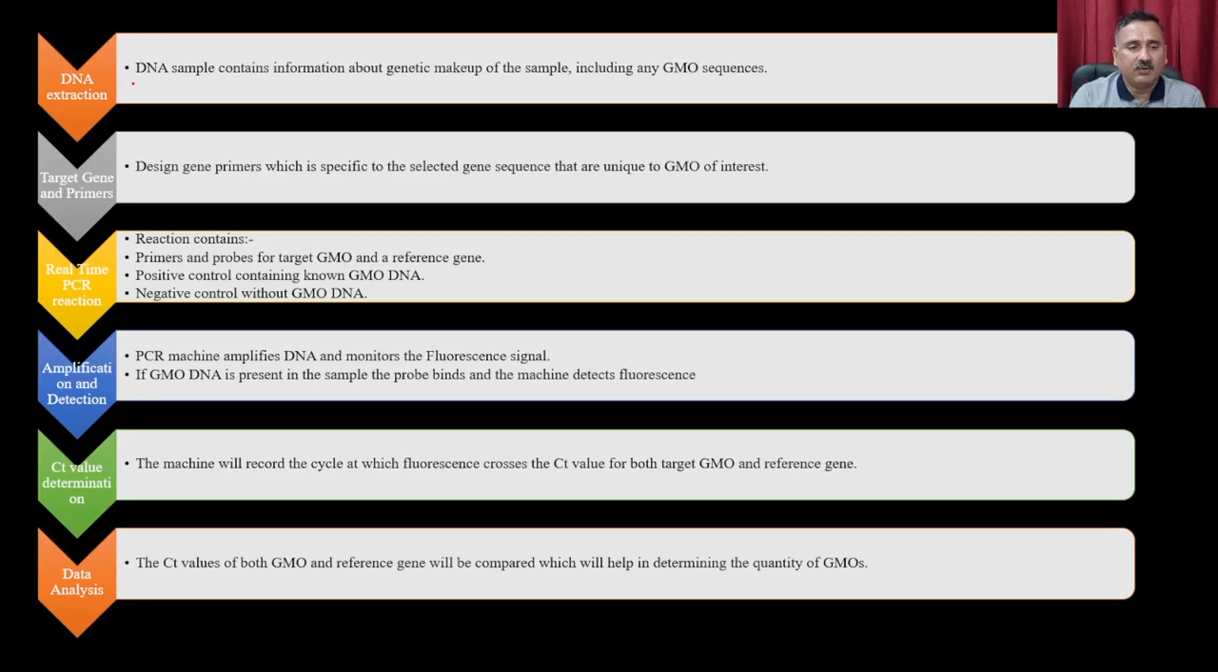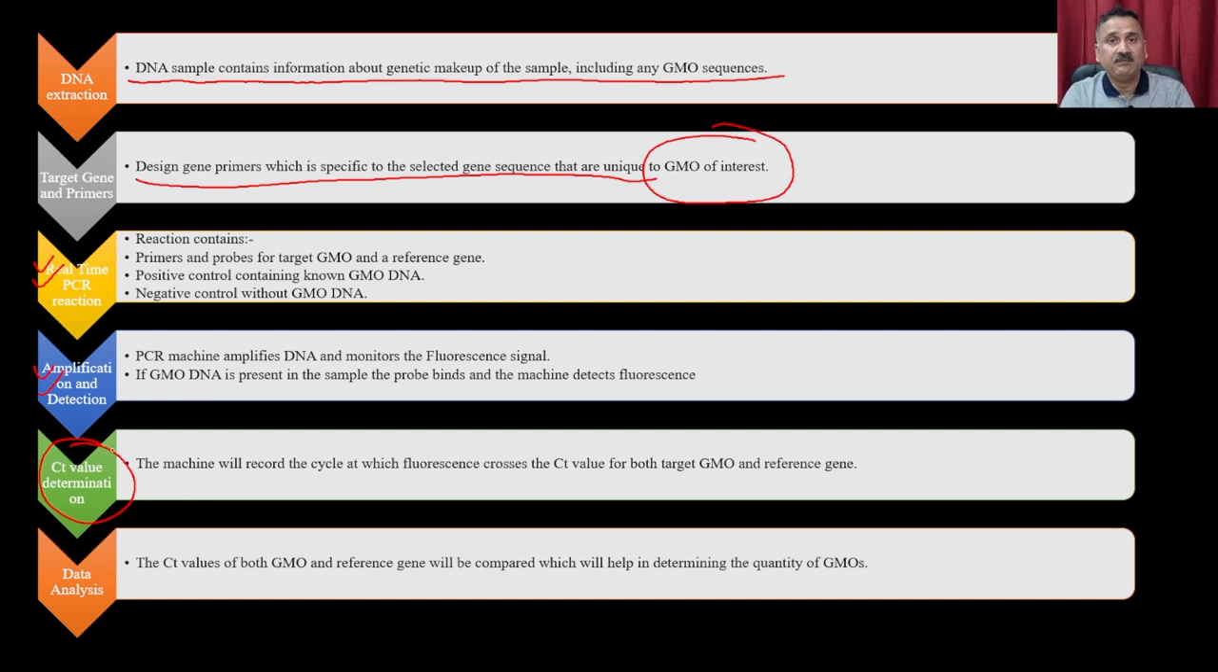In this one, you collect the sample, which includes any GMO sequences, and then you design the gene primer which is specific to the selected gene sequence that is unique to the GMO of interest. Then you perform the real-time PCR reactions, amplification and detection. Ultimately, you get the CT values, and if there is a CT value beyond the threshold, then it says that the particular genetically modified organism sequences are present in your DNA.